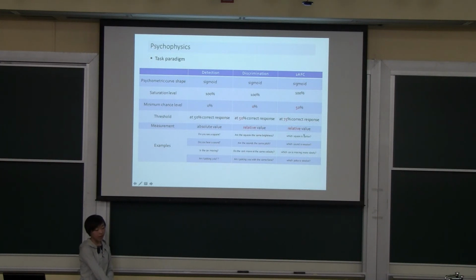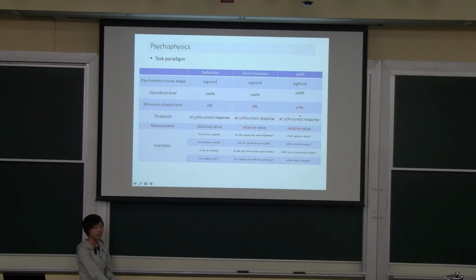And another way to ask this question is, if I give you two stimuli, I ask you to choose the one which is stronger. So which square is darker, or which sound is stronger. So in this case, if you really cannot detect the difference, then you have to make a choice. Then in that case, the minimum chance level is 50%.